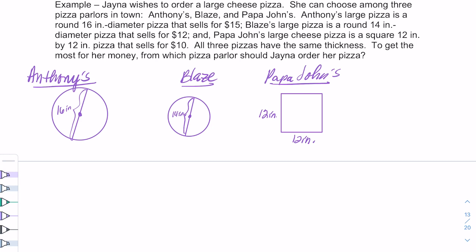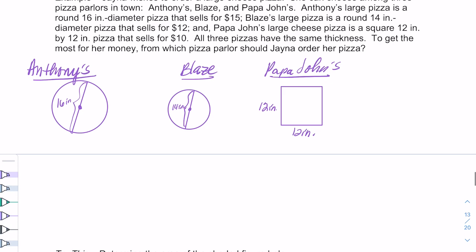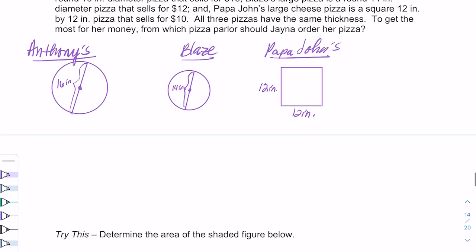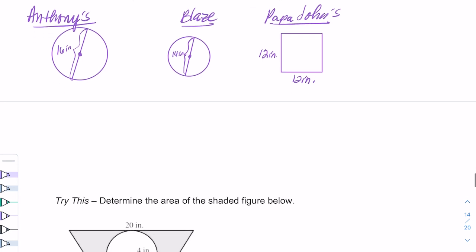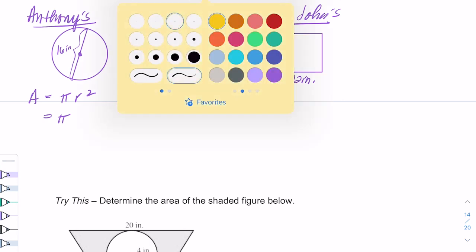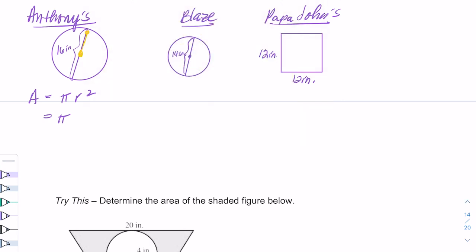Okay, so the first thing I need to do is find the area in order to figure out which one Jana is getting the most for her money. So to find the area, the formula is pi times radius squared. So pi is just 3.14. If the diameter is 16, to get the radius, I'm just going to divide it by 2. Remember, the radius is just half the diameter. So half of 16 would be 8. And half of 14 is 7.